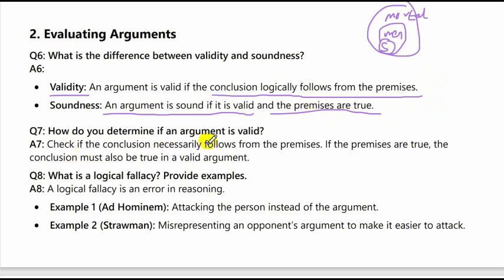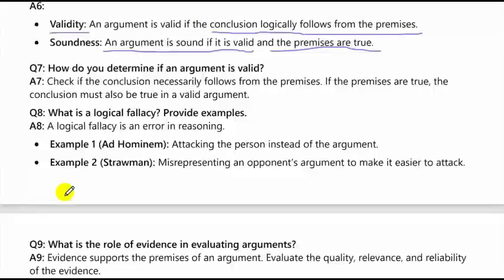Next, how do you determine if an argument is valid? First check if the conclusion necessarily follows from the premises. If the conclusion does not follow from the premises, it is not a valid argument. If the premises are true, the conclusion must also be true in a valid argument.